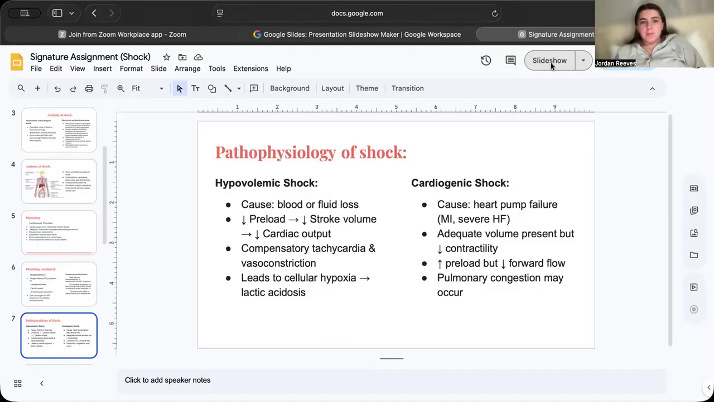Demographics: septic shock is most common in the ICU. They're in the ICU for it. It's a higher risk for the elderly, the immunocompromised, and people who are diabetic. The mortality rate is 20 to 40%.